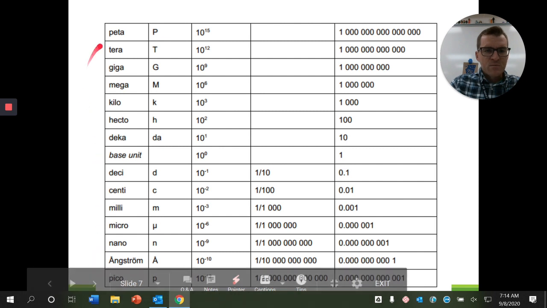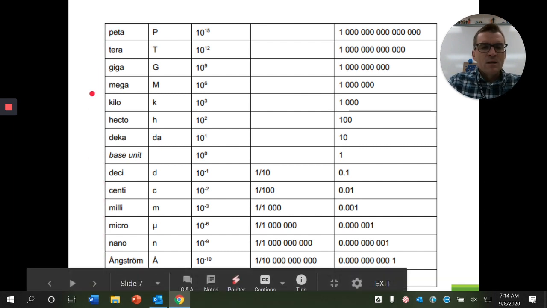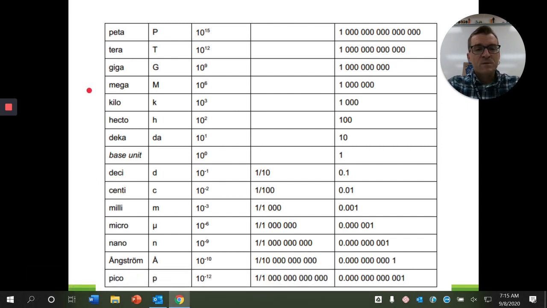I would skip angstrom. So I'd skip petabyte. I don't know how to pronounce that. And I would skip angstrom. But I would go ahead and copy all of those down. So I might actually pause the video at this point, and I would copy down the name of the prefix, its symbol, and then that third column of 10 raised to that specific power.